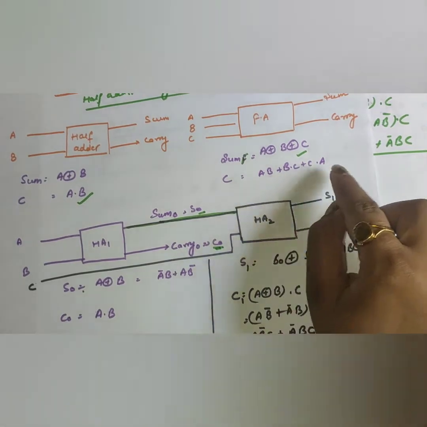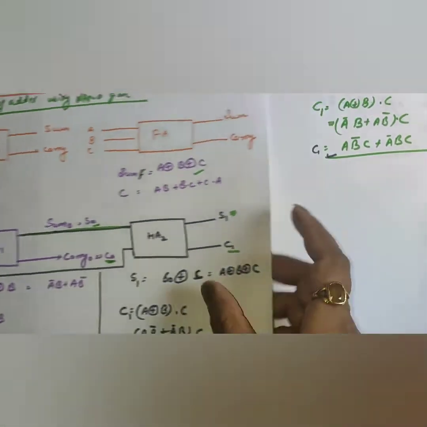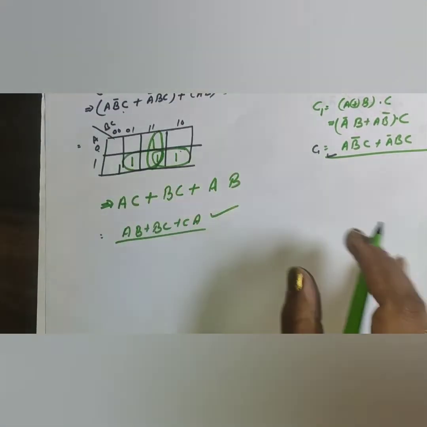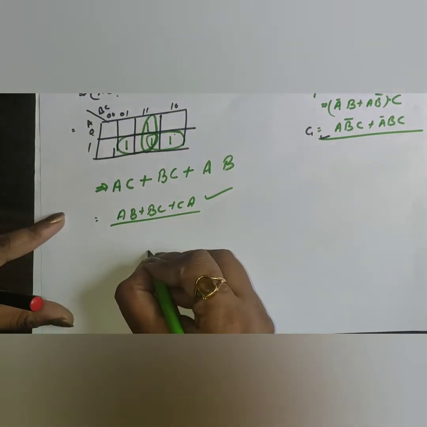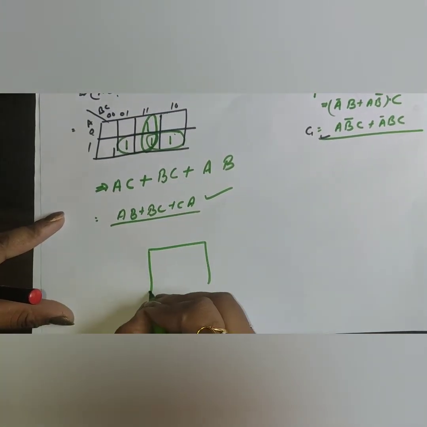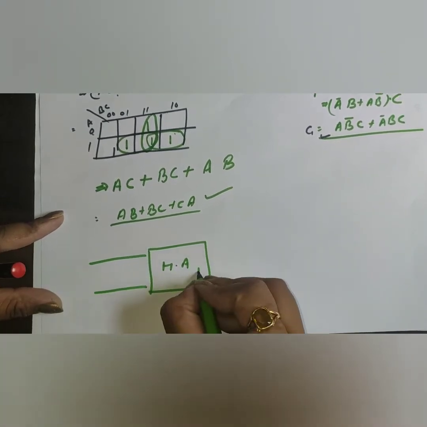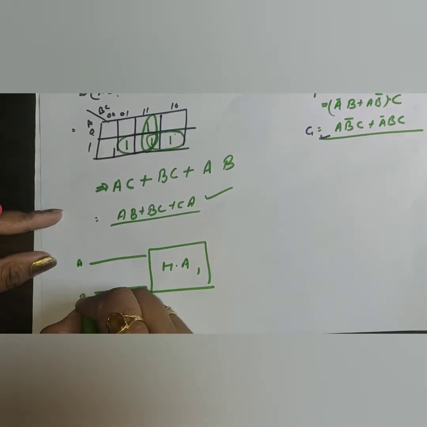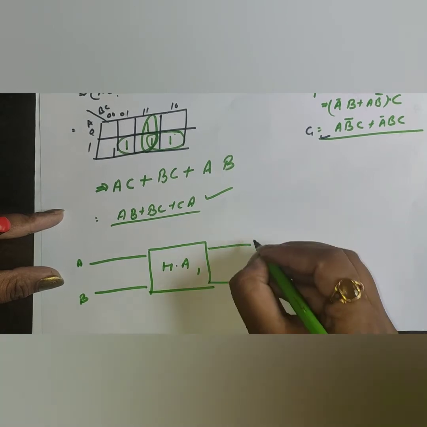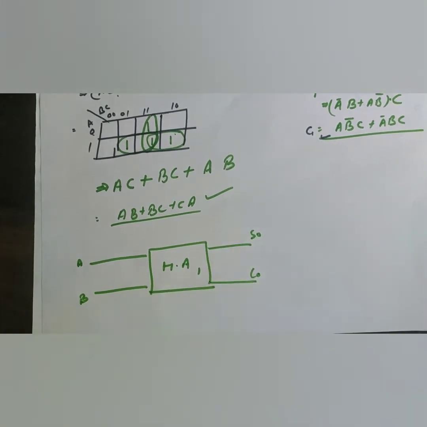Now you can check here: A, B, B, C, C, A. So it is the answer of the full subtractor. So the final circuit will be made like this: half adder 1, with inputs A, B. This is S naught and C naught.